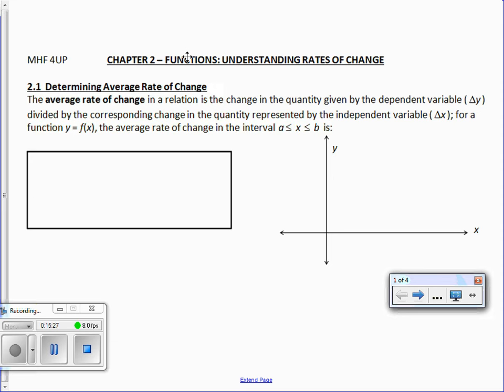The average rate of change in a relation is the change in the quantity given by the dependent variable, delta y, divided by the corresponding change in the quantity represented by the independent variable, delta x, or change in x. For a function y equals f of x, the average rate of change in the interval a less than or equal to x less than or equal to b is. So before I even go to that part, as soon as you see delta y and delta x, you're taking delta y and dividing it by delta x. Does that ring a bell of something that you studied in math?